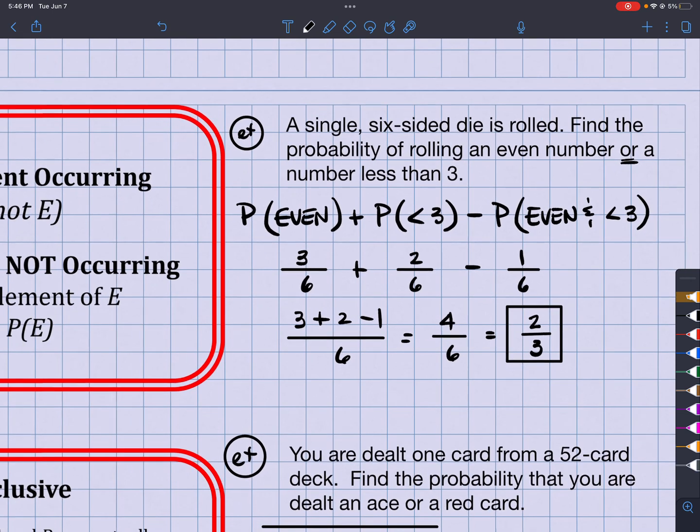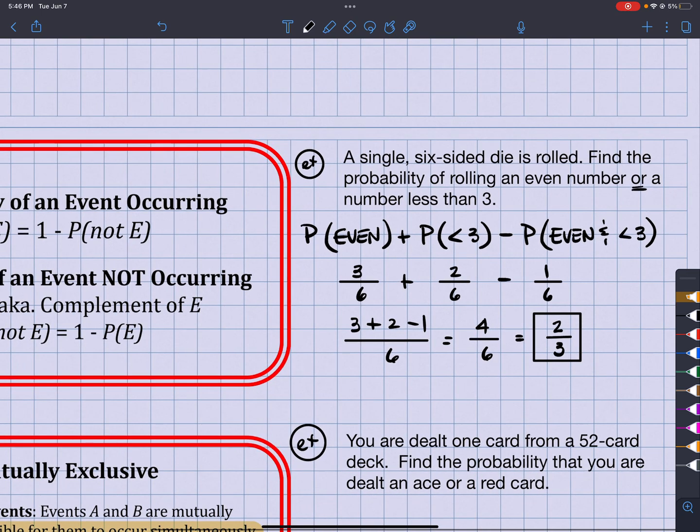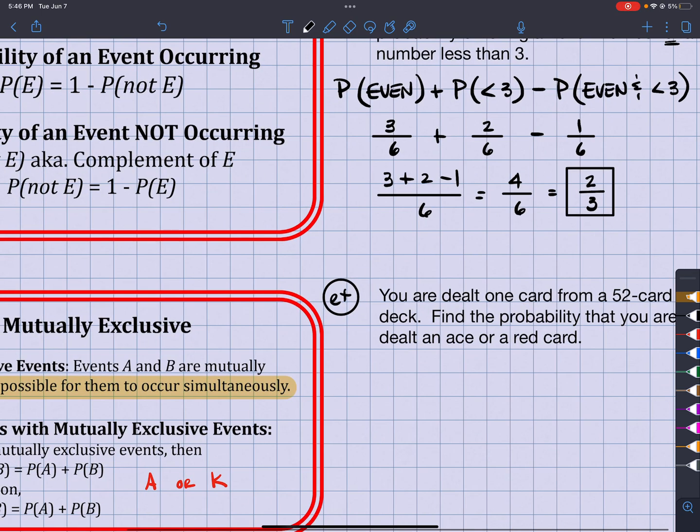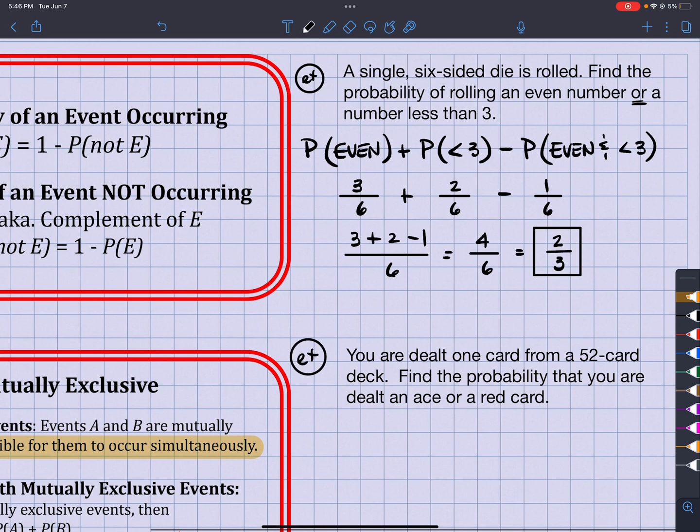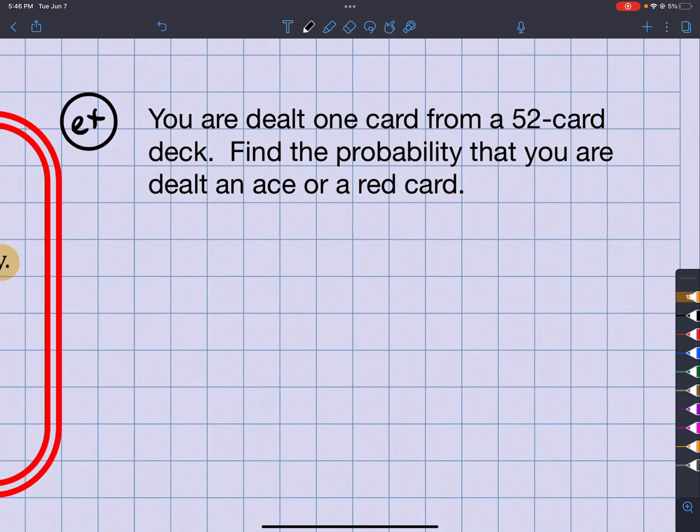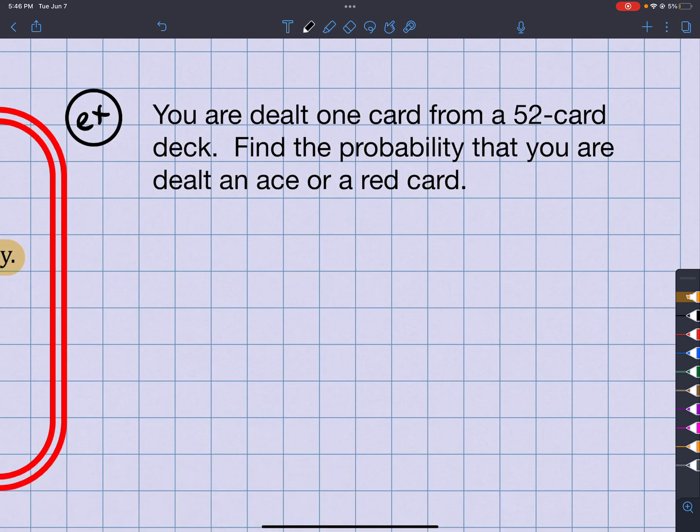Now, again, I will say to you this, the probability is always at most 1. So if you get something more than 1, then something is wrong. Okay. So you are dealt 1 card from a 52 card deck. Find the probability that you are dealt an ace or a red card. Again, the question is, can you get the ace and the red card at the same time? If you can, then it's not mutually exclusive. That means you've got to subtract that.